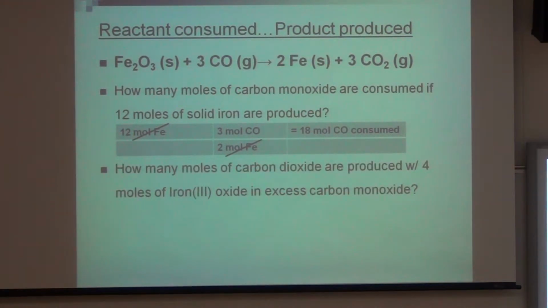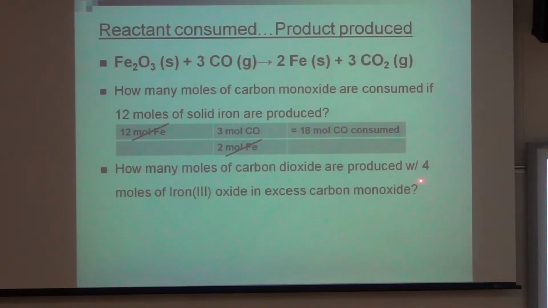All right, second half of this problem. Now we figured out how much stuff we're going to use up. Next question, how much stuff can we produce? So again, we're looking at what's given. We want to know how many moles of carbon dioxide can we produce if we have 4 moles of iron(III) oxide. So we're starting with 4 moles of our Fe2O3, and we want to convert that into moles of carbon dioxide.